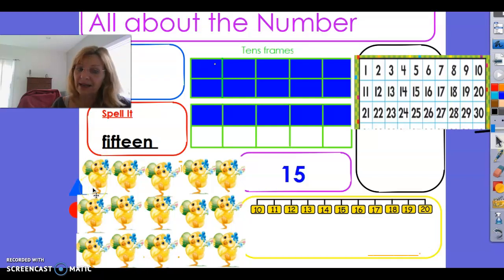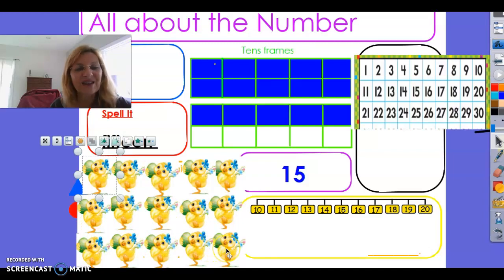Okay, we also want to count it. Look, I have little ducks today, little ducks with eggs. I should have 15. So can you count them with me? Let's go. You ready? Don't count ahead of me. Count with me. Let's go. 1, 2, 3, 4, 5, 6, 7, 8, 9, 10, 11, 12, 13, 14, 15. Beautiful.